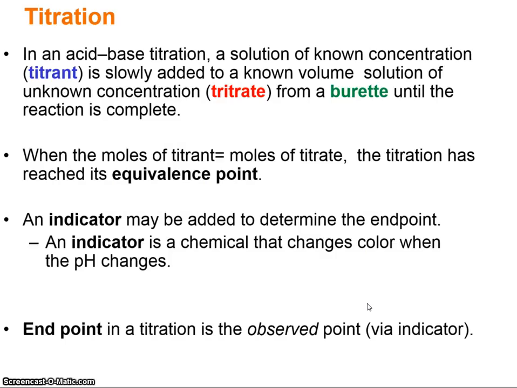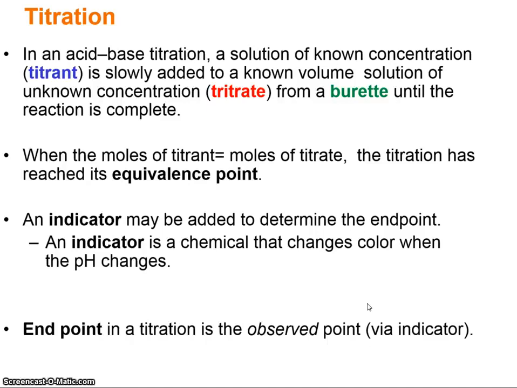Well, in an acid-base titration, the solution of known concentration, titrant, is slowly added to a known volume of a solution of unknown concentration, titrate, from a burette until the reaction is complete. So when the moles of titrant equal the moles of titrate, the titration has reached an equivalence point, because I've got equal moles of titrant and titrate. An indicator can be used to determine the end point, and an indicator is just a chemical that changes color when the pH changes.